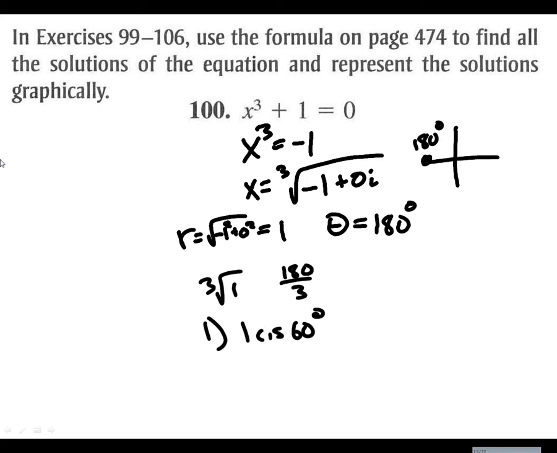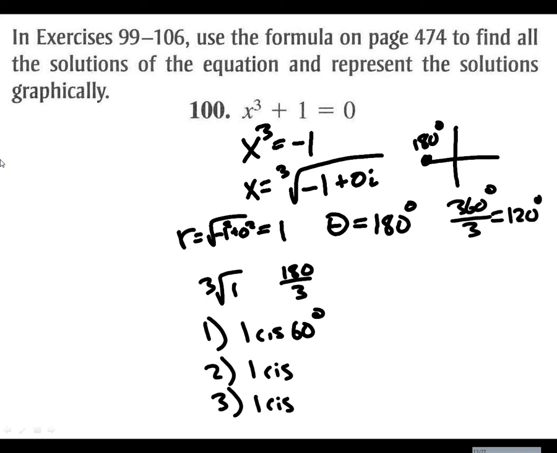How many answers should we have? We should have 3 of them. The r's are all going to be the same. And what should we add on to 60? We're going to take a full circle, 360 degrees, and split it up into 3 parts, which is 120 degrees. So we're going to add 120. 60 plus 120 is 180. 180 plus 120 is 300.